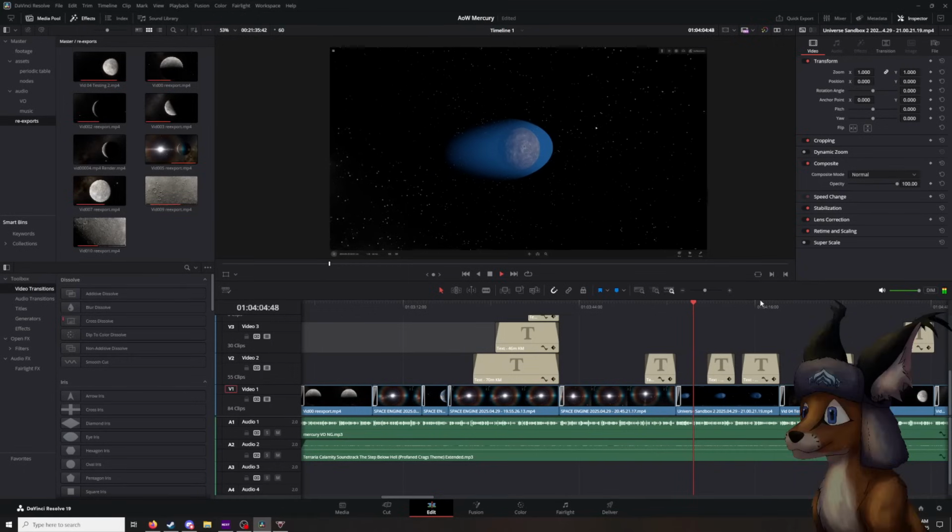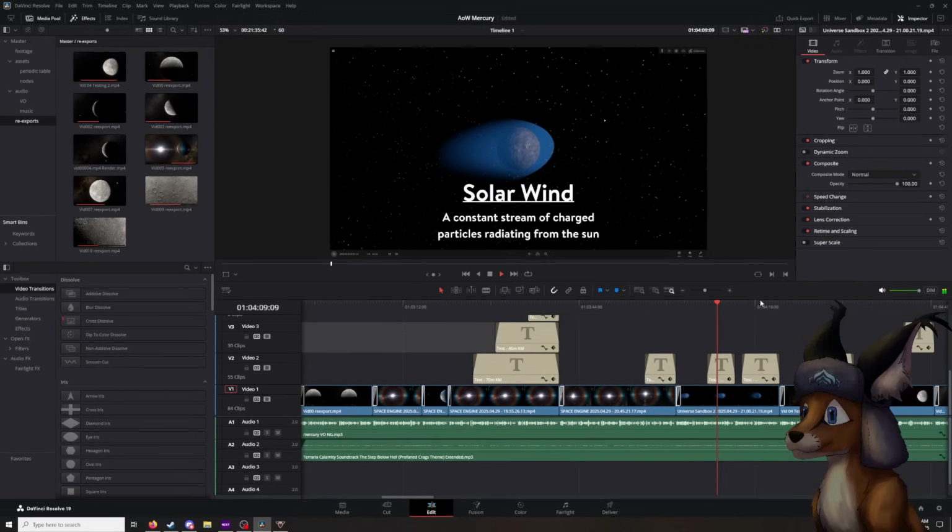Astronomical object that, for the purposes of most planets, serves to protect them from solar wind, which is a constant stream of charged particles that radiate outwards from the sun.